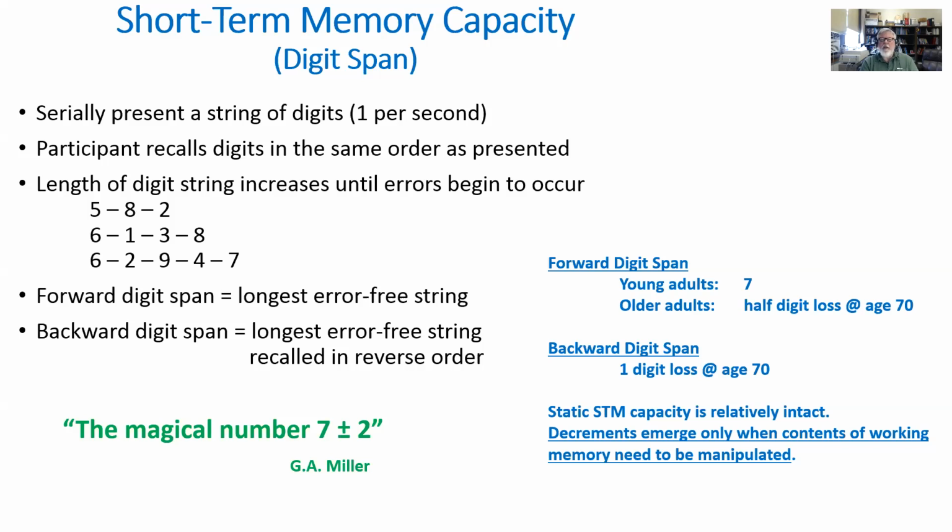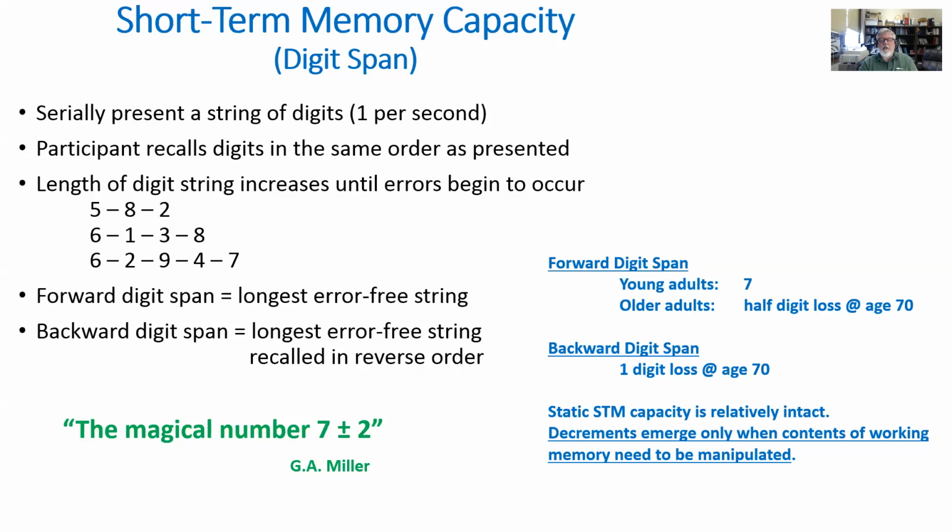So we present them at a given rate. We present one per second. After we finish presenting the string of serial digits, we then ask the participant to repeat that string back to us. If it's a short string, like 2, 3, 9, people have no problem repeating it back very accurately.